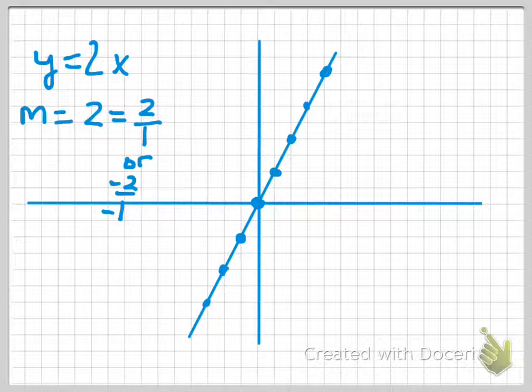So if they're both positive, you'll make them both negative. If one was negative and the other one was positive, you'll switch it around and change that. Okay? So we'll see some examples of all those.